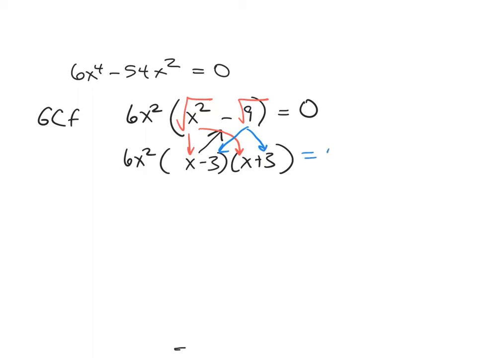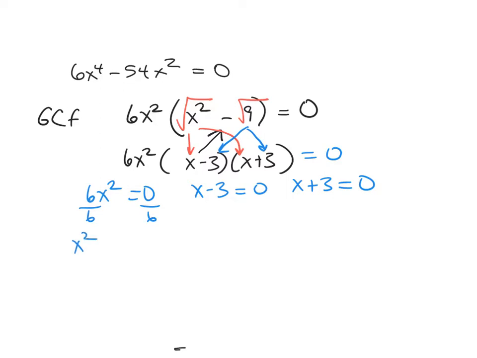Finally, the last thing I'm going to do is set each one of these factors equal to 0. So 6x squared equals 0, x minus 3 equals 0, and x plus 3 equals 0. For this first one, I'm going to divide by 6. 0 divided by 6 is 0, so I have x squared equals 0. Then I'm going to square root both sides. Normally you would have plus or minus, but there's no such thing as plus or minus 0. So I'm going to have x equals 0 and x equals 0.